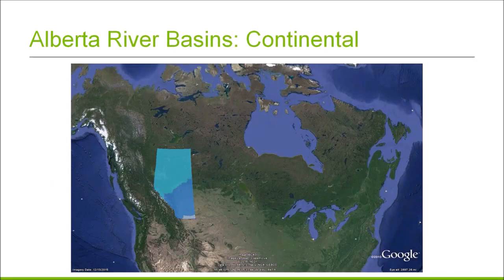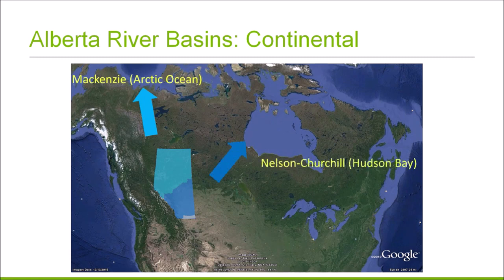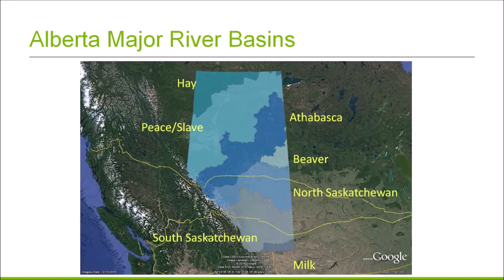Let's talk about continental river basins in Alberta. We have 3 continental river basins. The first one is the north flowing Mackenzie River Basin, which drains into the Arctic Ocean. The next one is the east flowing Nelson Churchill River System, which drains into Hudson Bay. And then we have the Mississippi System that drains into the Gulf of Mexico. These are the 7 major river basins in Alberta.